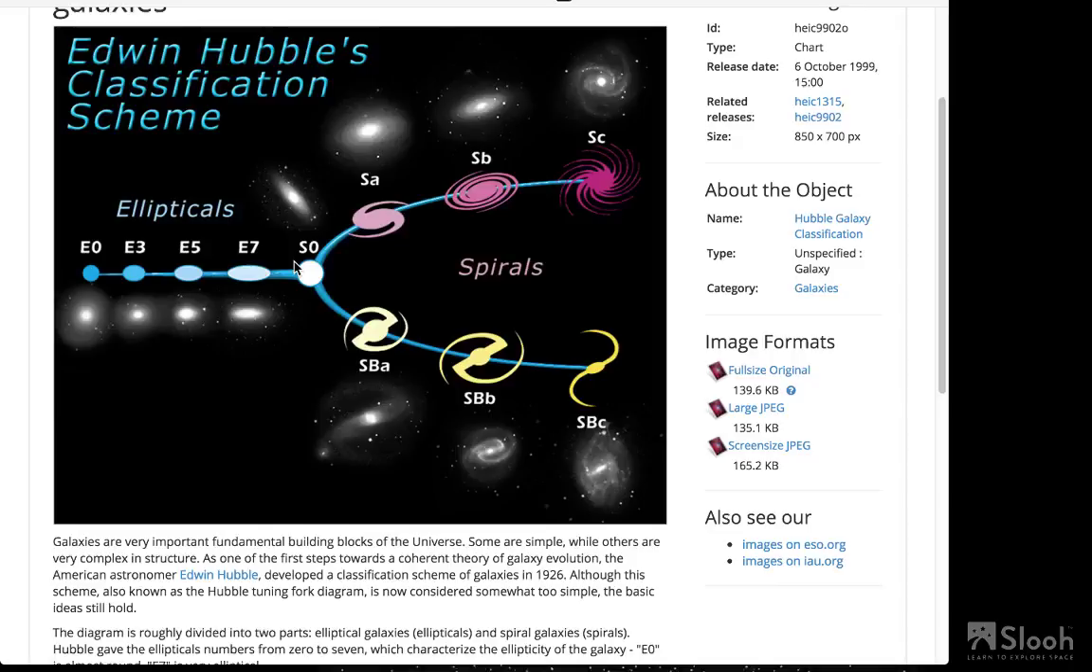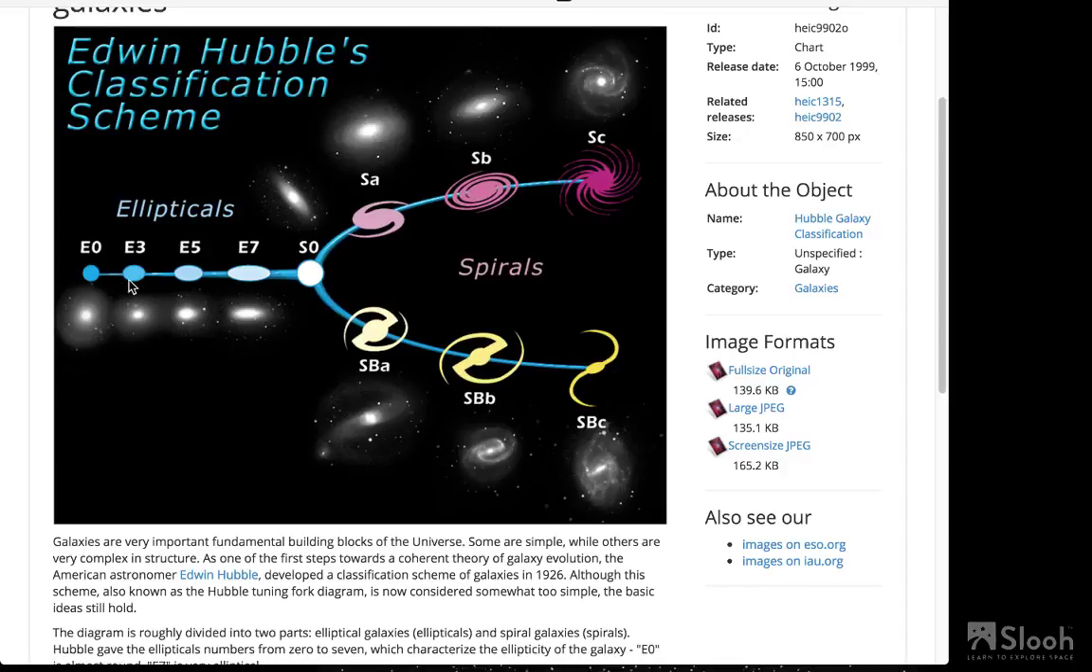A dwarf elliptical, which is a very common form of elliptical galaxy, may only contain 1/100,000th as many stars as the Milky Way. Super, super small. And the Milky Way has some 200 billion stars in it. So the ellipticals are broken down, you can see here by number, E0, E3, E5, and E7, and this is based on their shape. An E0 is a circular galaxy, actually spherical because they are, of course, in 3 dimensions, but when we look at them, we only see 2 dimensions, so circular is appropriate here.